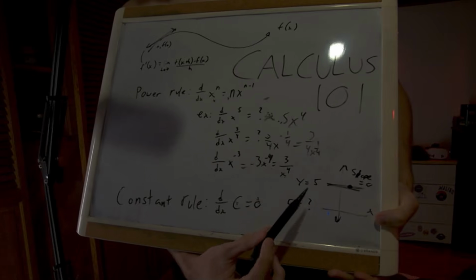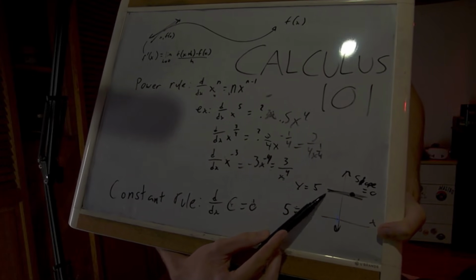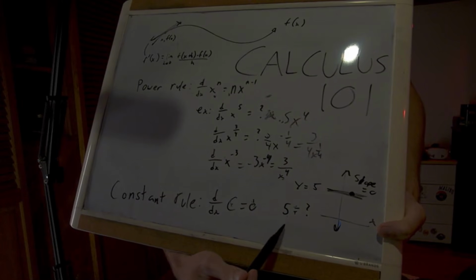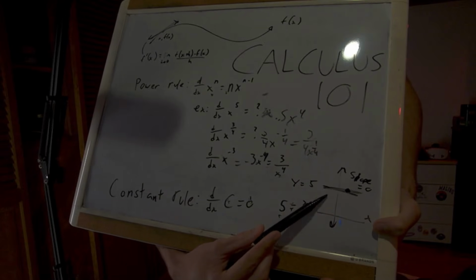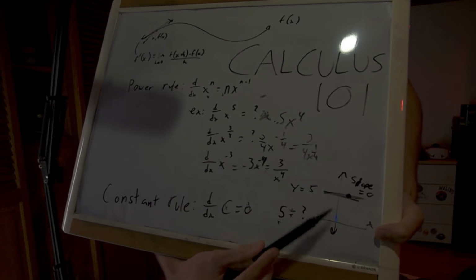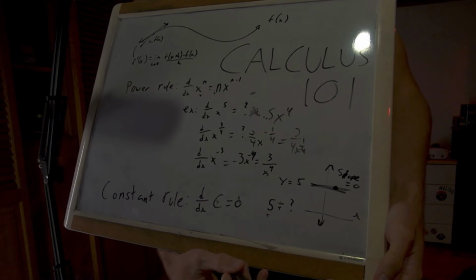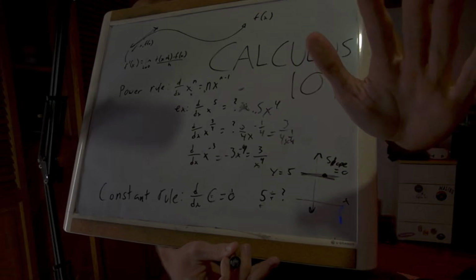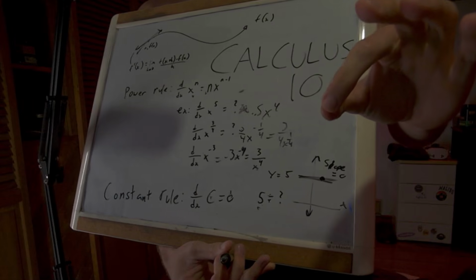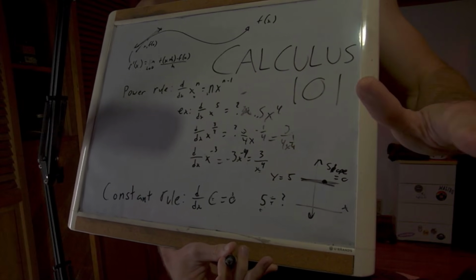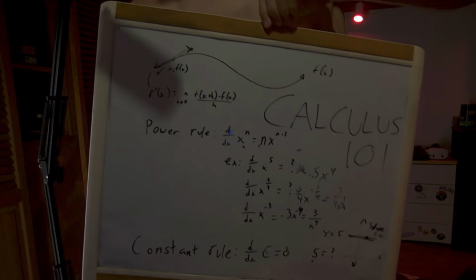of course, the slope of a line is just 0. And y equals 5, this is y equals 5 right here. It's just a line. That's all it is. So whenever there's a constant, it is 0. So if you had x to the 5th power plus 5, the 5 would go away, and it would be 0.